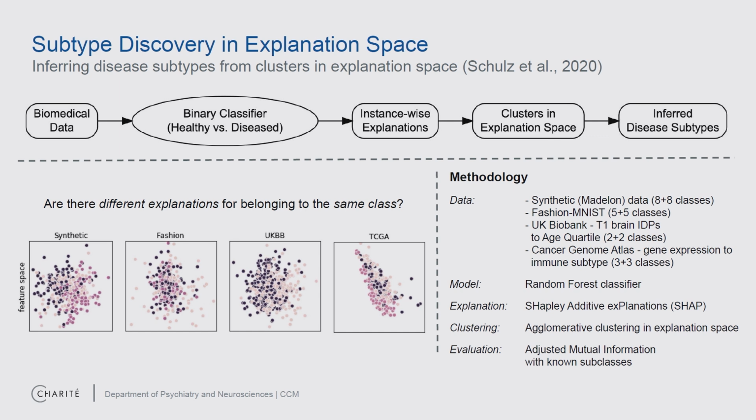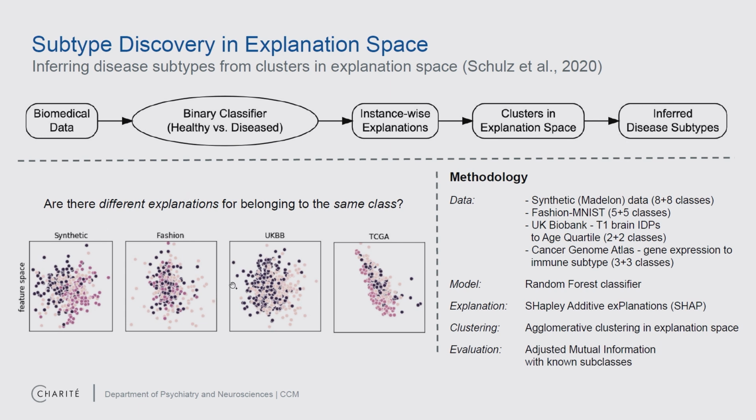So essentially, we check that on a couple of differently constructed data sets, always with two classes, two superclasses consisting of subclasses with a couple of clusters, ran them through, in this case, a random forest classifier, applied SHAP explanations, and then ran clustering in explanation space and evaluated the extent to which changing from the original space to explanation space increased our ability to recover these subclasses, these subtypes.